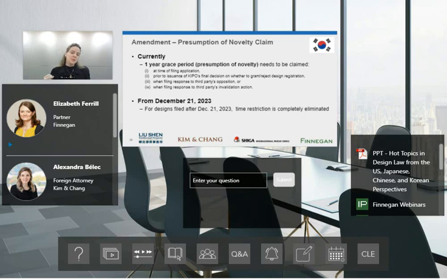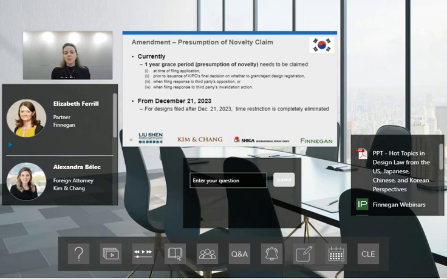After that, the only 2 other times you will be able to claim it is in response to an opposition or an invalidation action. And this is going to change from December 21st this year, and there will be no more time restriction. The reason for that change is that there had been a lot of criticism from Korean practitioners, especially because once the design registration had been granted, there were situations where you could not claim, and it was a problem, especially in the case of an infringement action.